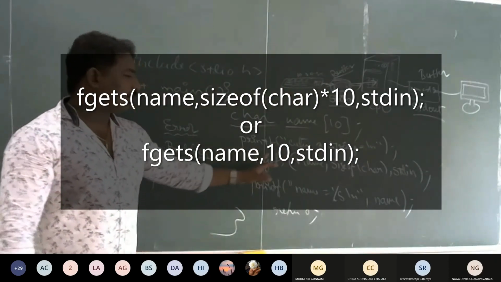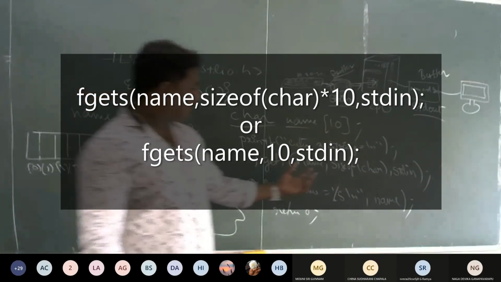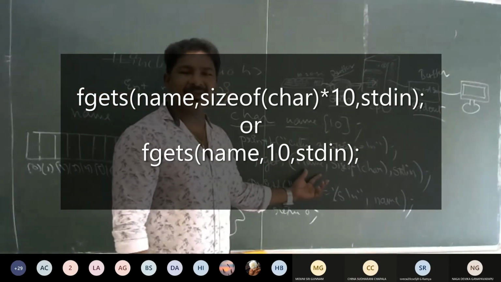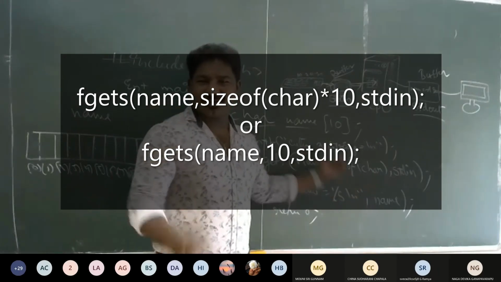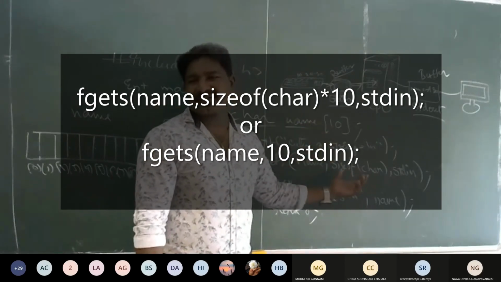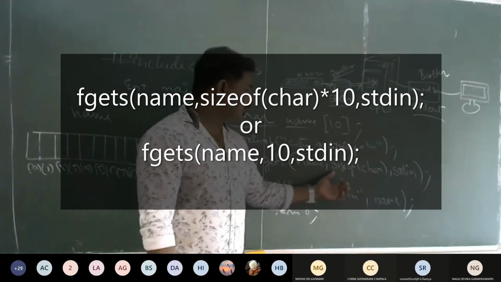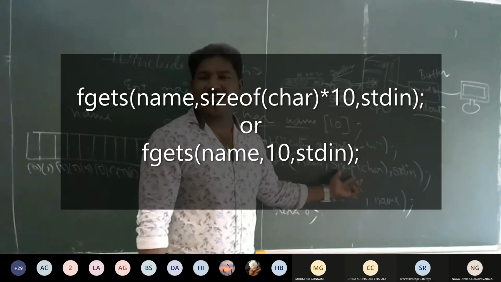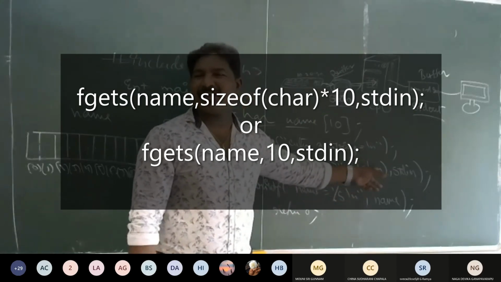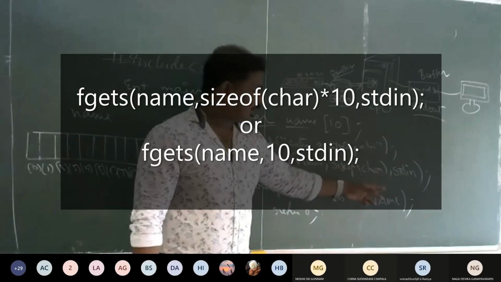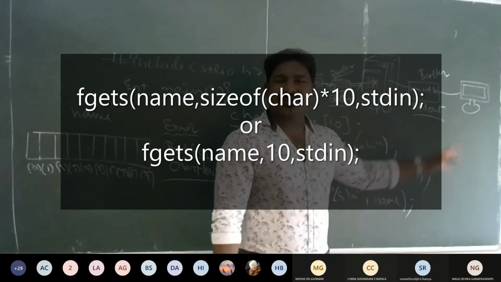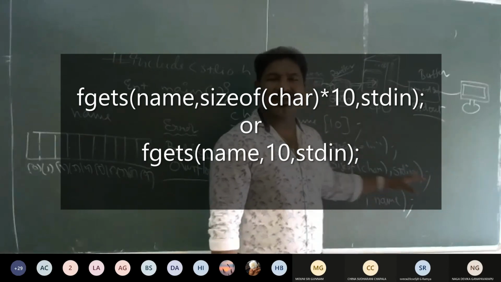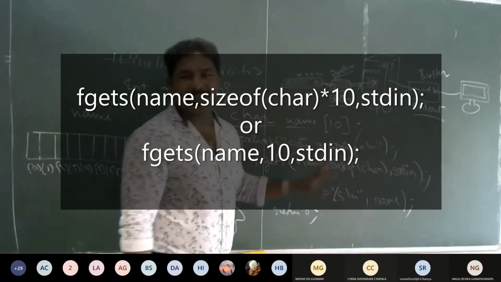So what is the use? This is the place where you want to store the value, and this is the size of each character. What is the size of each character? So we are using a function called sizeof, with the parameter char, that is the data type, and into where? Into stdin. So it first gets the values into stdin, then it creates this name.